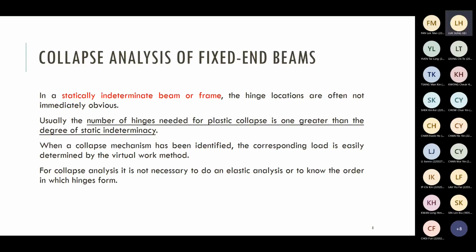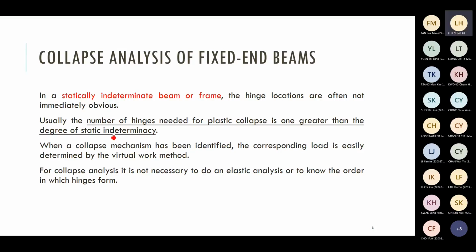For a statically indeterminate beam, the plastic hinge location normally is not that obvious as compared with a simply supported beam. You may need some structural sense to observe where to have your plastic hinges. One skill is that you may roughly sketch the moment diagram. You don't need to know the exact value, just roughly sketch it. It will help you to identify the critical positions where you have plastic hinges. The number of plastic hinges needed for plastic collapse is 1 greater than the degree of static indeterminacy.